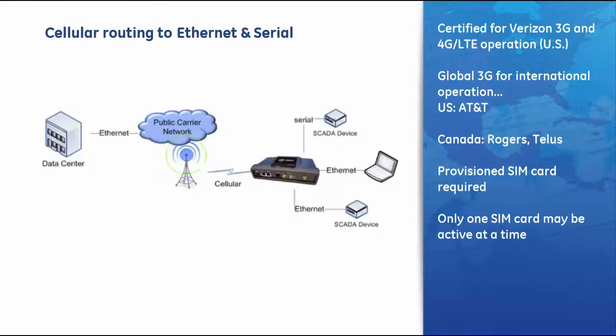The Orbit acts as a terminal server for serial devices. The Orbit connects wirelessly to the public carrier network through a nearby cell tower and serves as a router between the network and the field devices. Connectivity is thereby made between these devices and the central operations or data center. Note that a provisioned SIM card is required for cellular operation. This card is obtained from the cellular provider, and only one SIM card slot may be active at any given time.